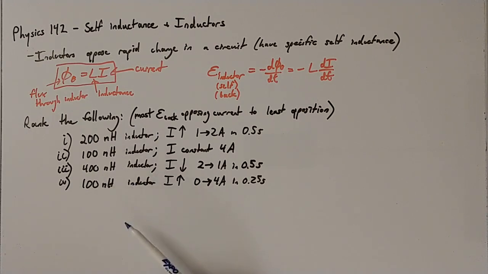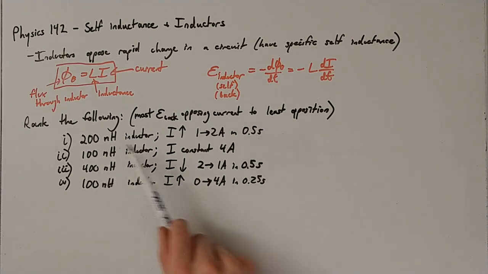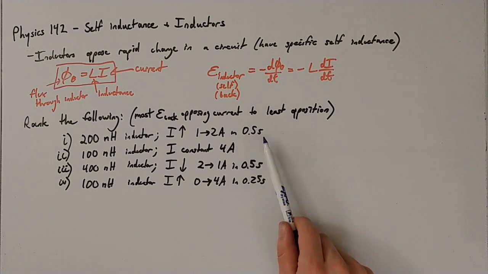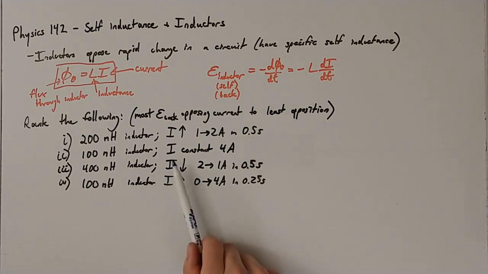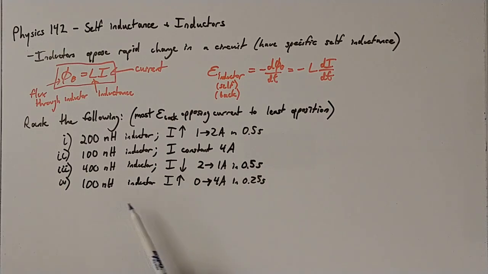So 4 different inductors, and I'm going to have different things happen to the current. In scenario 1, I'm going to increase the current from 1 to 2 amps in half a second. In scenario 2, we'll keep the current constant at 4 amps. In scenario 3, we'll decrease the current from 2 to 1 amps in half a second. And in scenario 4, we'll increase the current from 0 to 4 amps in just a quarter second. So bigger change, less time. We'll see what happens, and we need to rank these.